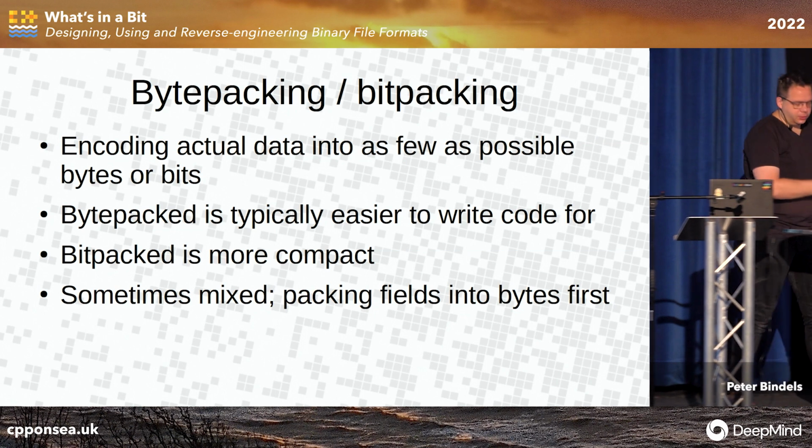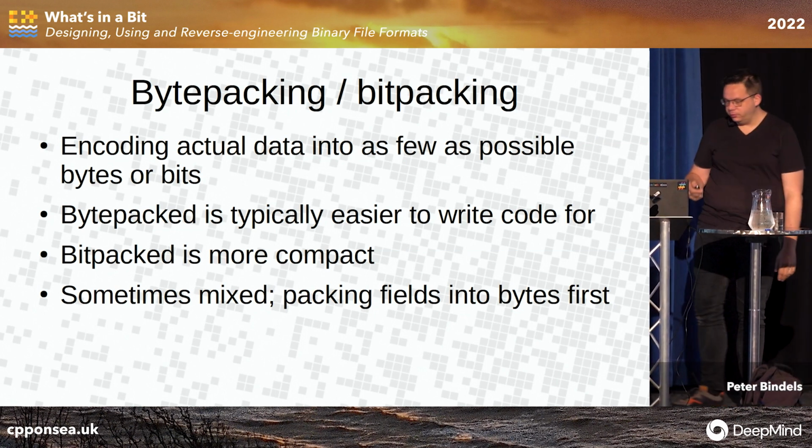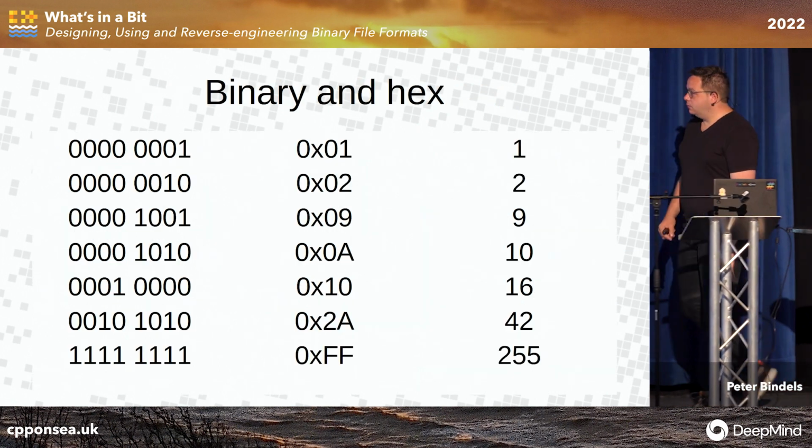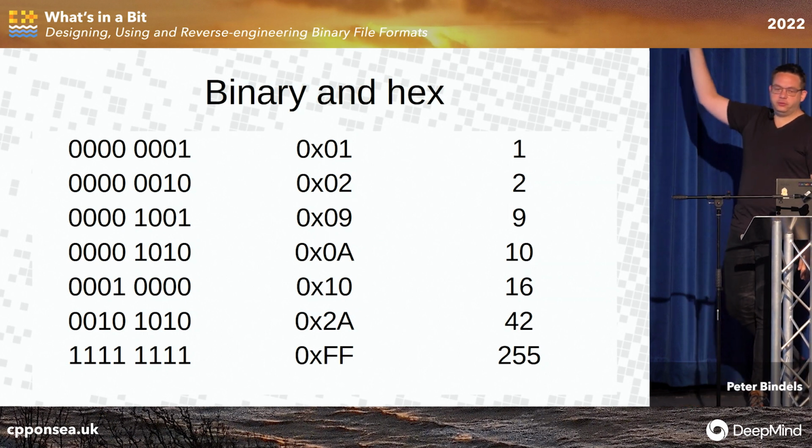So for the rest of the talk, I will need everybody to be able to read hex and understand binary. And I'm assuming that people can do this. If I show this table, does this make sense? If it doesn't make sense, please raise your hand.